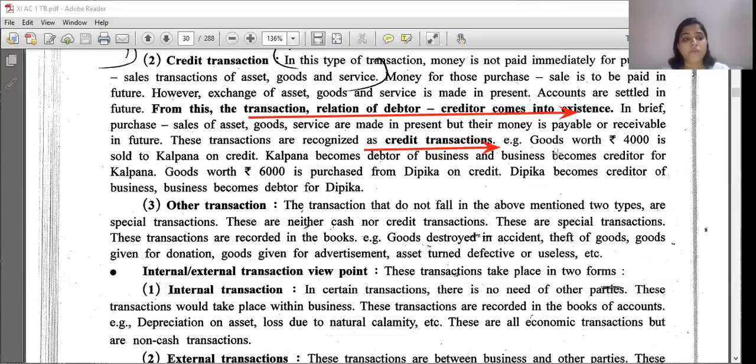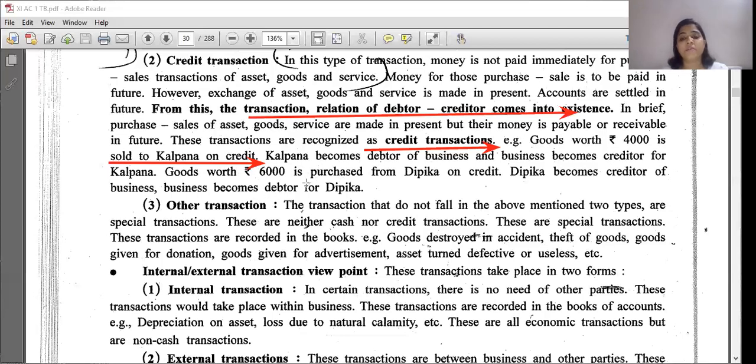Goods worth rupees 4,000 is sold to Kalpana on credit. See, the word on credit is given means we had not paid any amount for it. And if the word credit is not given, then also there are certain transactions. Your questions would be arising, teacher, how are we going to classify, is it a cash transaction or credit transaction? But let me clear you what is a credit transaction. Kalpana becomes debtor of business and business becomes creditor for the goods.